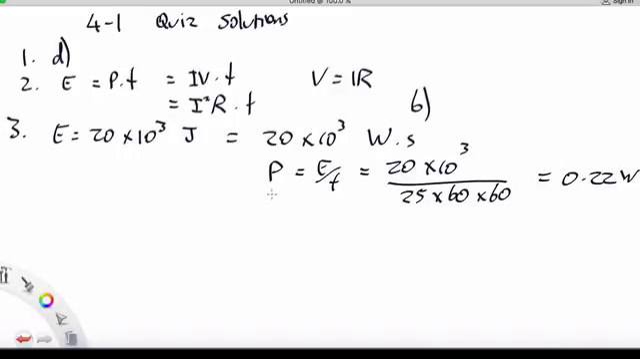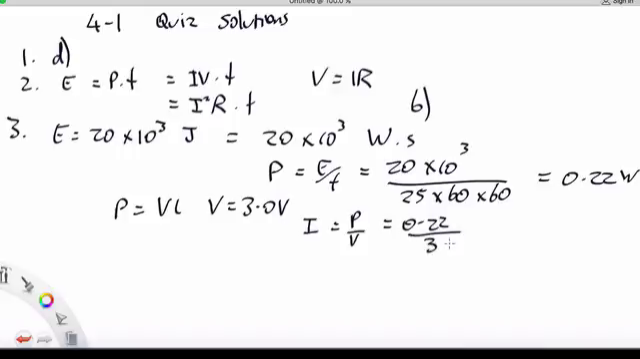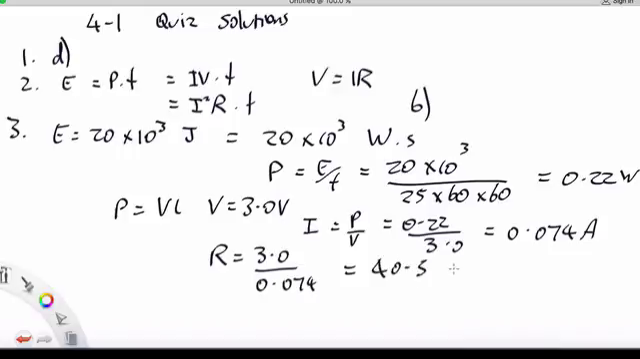Then we have P equals VI, where V is 3 volts. So I is P over V is 0.22 over 3, and that equals 0.074 amps. So then the resistance, voltage over current, is 40.5. So that is closest to 40 ohms, and that was A.